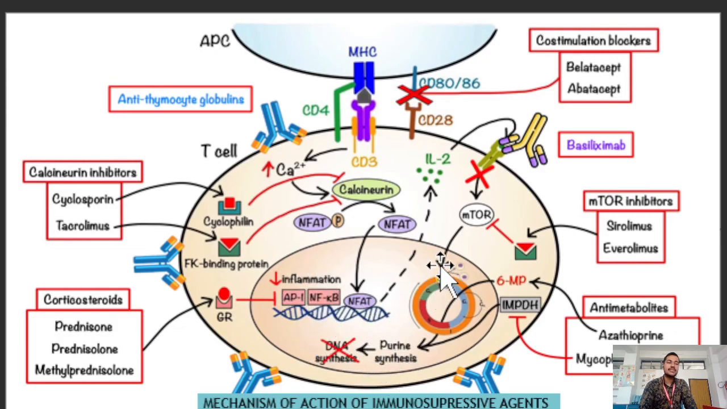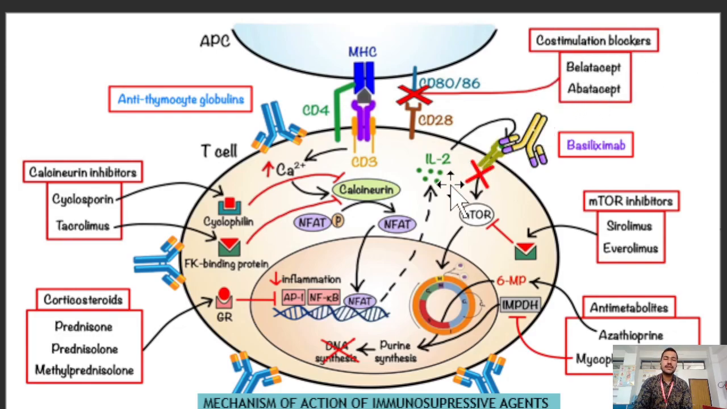But as soon as it gets synthesized inside the nucleus, it will come outside. This IL-2 will come outside, and after that immediately it will go out of the T cell. First it will come outside of the nucleus of the T cell, and then from the cytoplasm it will go out of the T cell.